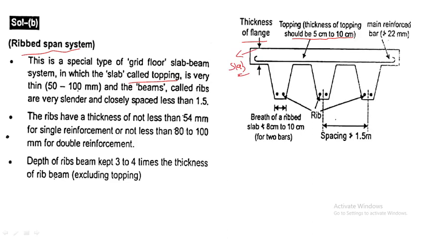So main reinforcement is 22 mm, right? The breadth of the rib is 8 centimeter to 10 centimeter for 2 bars. If you provide 2 bars, it is 8 to 10 centimeter. Spacing of these ribs should not be more than 1.5 meter, right? So these are all the values you have to remember. The depth of the rib is 3 to 4 times the thickness of the beam. Okay, so you have to remember all these points about the ribbed span system.